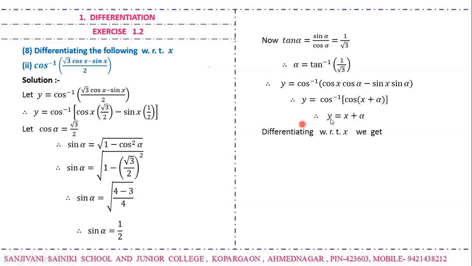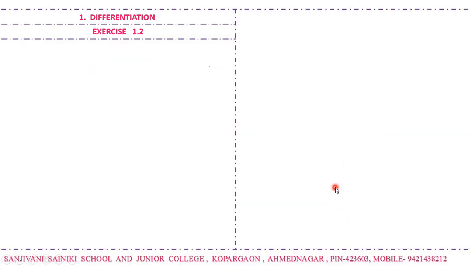Now we will differentiate this function with respect to x. Derivative of x plus derivative of alpha. Derivative of x is 1, but alpha is tan inverse of 1 upon root 3, which is a constant term, so its derivative is 0. So we get dy by dx is 1.